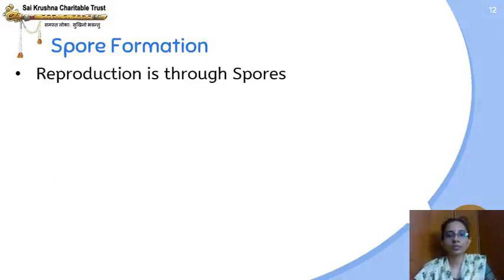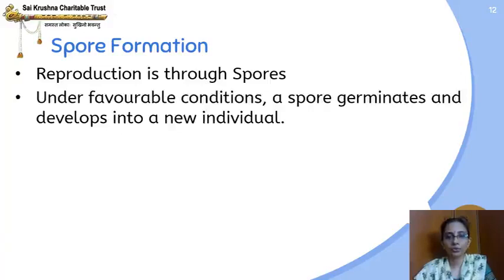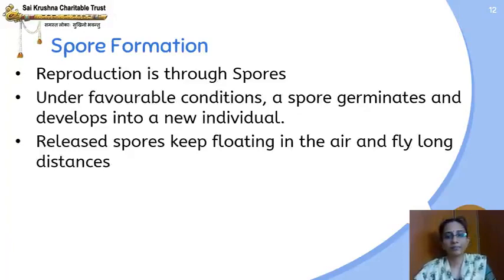This is the last type of asexual reproduction that we are going to see, spore formation. So here the reproduction is done through spores. Here a spore germinates and develops into a new plant under favorable conditions. Now what is a favorable condition? When there is sufficient moisture, when there is sufficient air and when there is enough light. Here the spores keep floating in the air and fly for long distances. Now let's see a small picture.